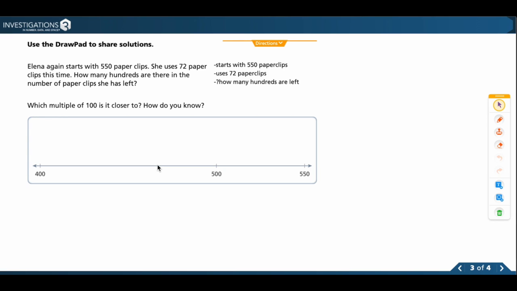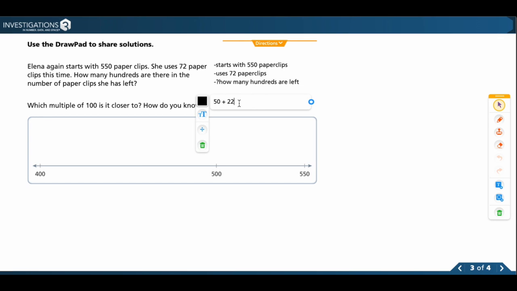You could have also thought that she had 400s because since she used 72 paper clips, and I know that 72 could be seen as 50 plus 22, she took away more than 50, and so now she's in the 400s.